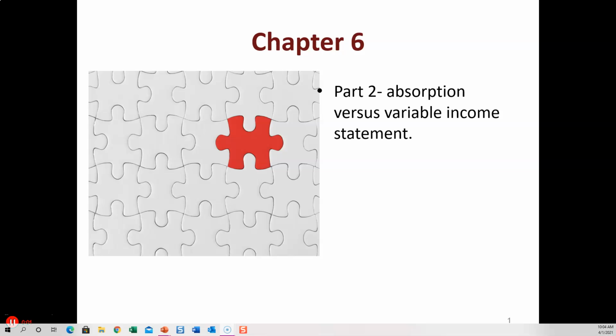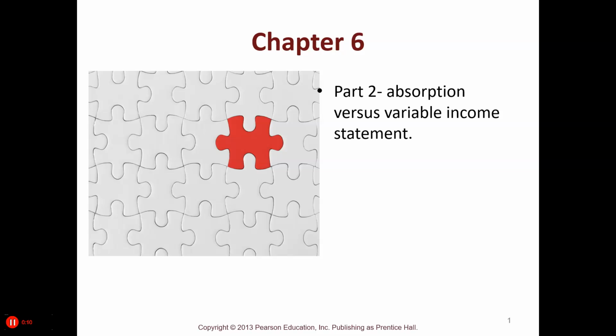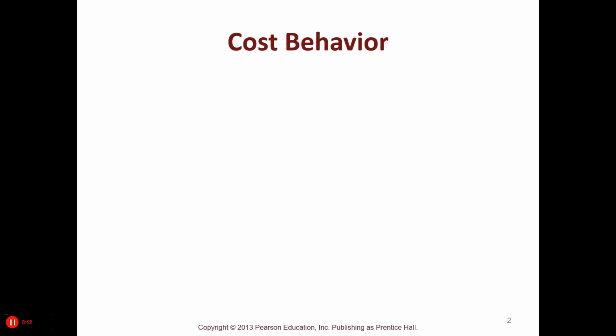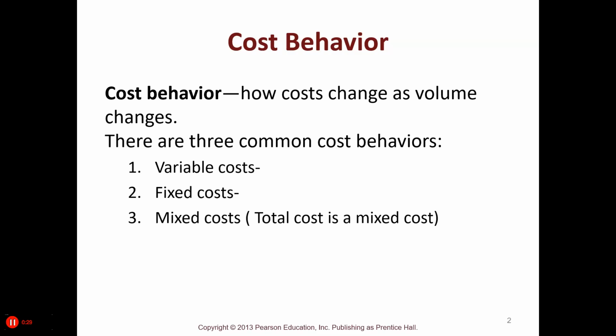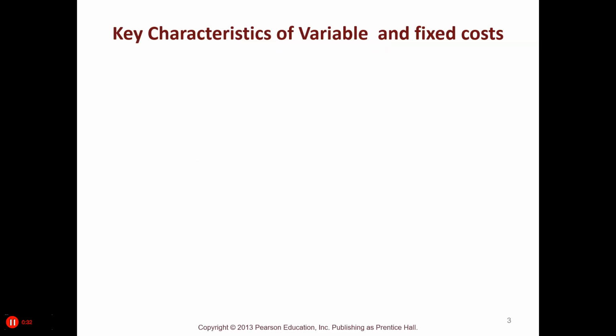Chapter 6, Part 2, we're going to look at absorption versus variable income statement. Cost behavior. We have to remember that this helps a lot when we're analyzing costs internally. It has to do with how costs change when volume changes, and again, they're variable, fixed, and mixed. Now, again, we'll go over the key characteristics.